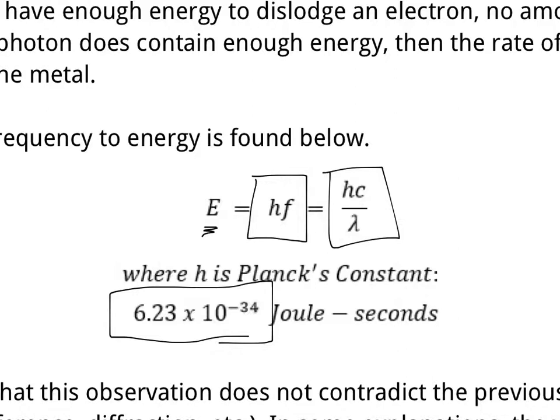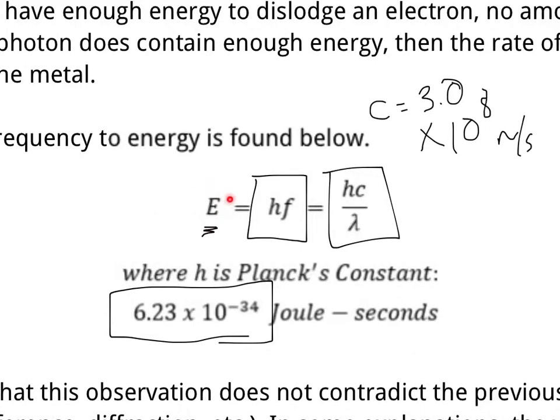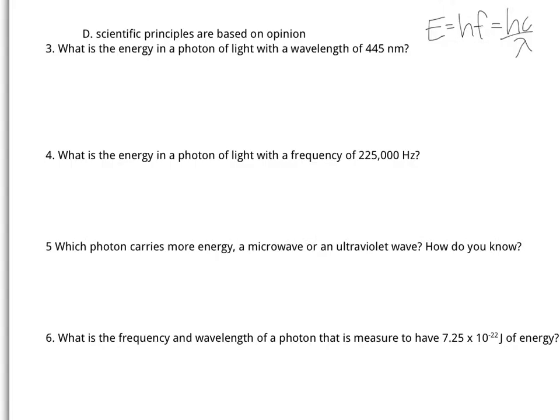C, listed over here, is still the speed of light, 3.0 times 10 to the 8 meters per second. That is also a constant for these equations. So really, all you're doing is taking either an energy and turning it into a frequency or a wavelength, or you're taking a known frequency or wavelength and turning it back into an energy. So let's try one together.